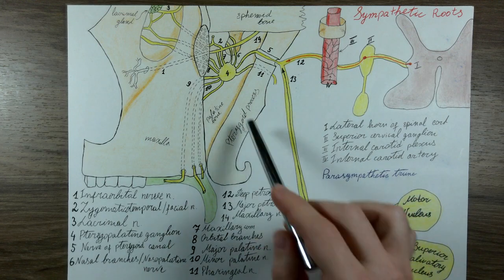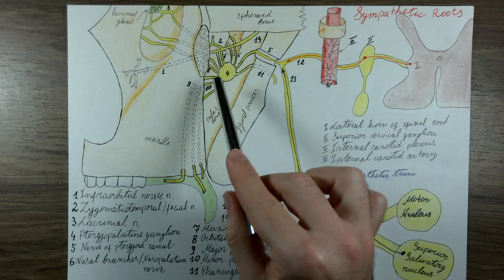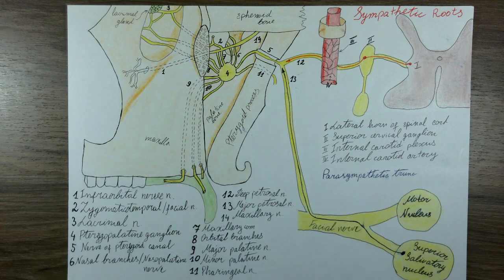Now, we did say that it also innervates the oral cavity, and that would happen through the major and minor palatine nerves. The major would innervate the hard palate, while the minor would innervate the soft palate, along with the tonsils, not a little bit, but the tonsils in general.